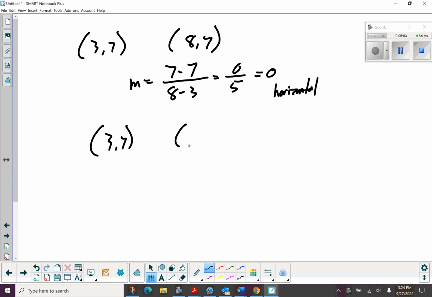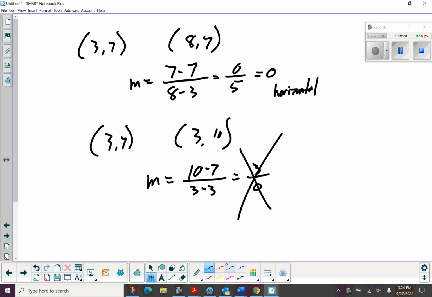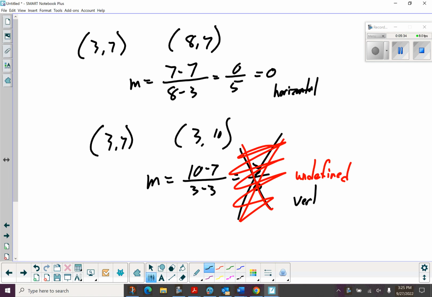Versus something like 3, 7, 3, 10. 10 minus 7, that's a 3, I swear it is. 3 divided by 0. Math, what is going on there? Can't do that. This is undefined, which is our indication that this is a vertical line.